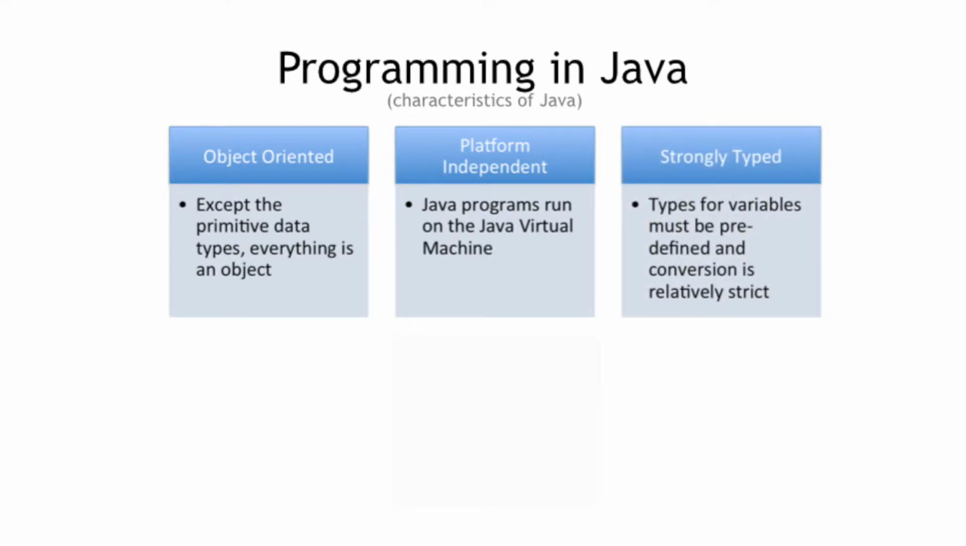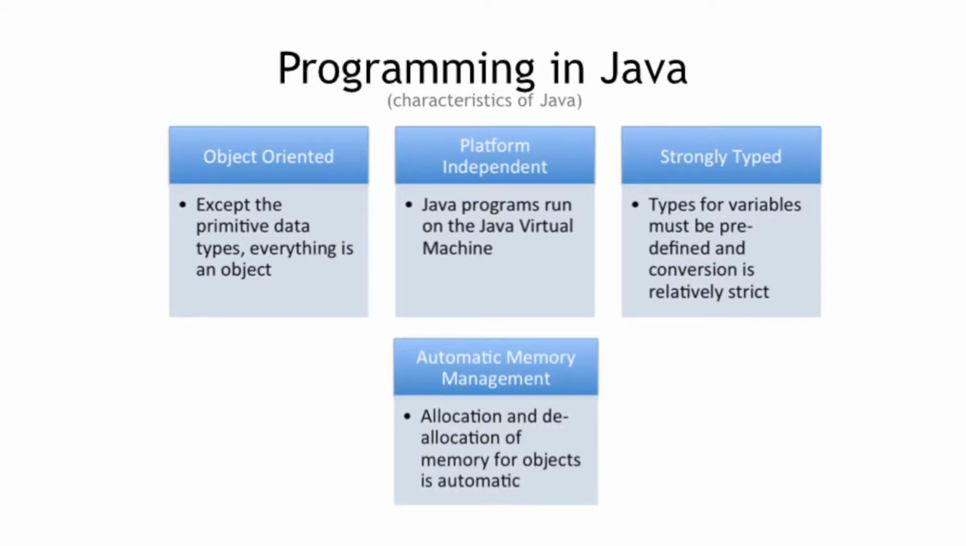Then Java is also a strongly typed programming language, which means that the types for the variables must be predefined and conversion is relatively strict. The fourth characteristic of Java is that memory management is automatic. That means that you don't have to manually allocate or deallocate the memory space for the objects that you create inside your program.